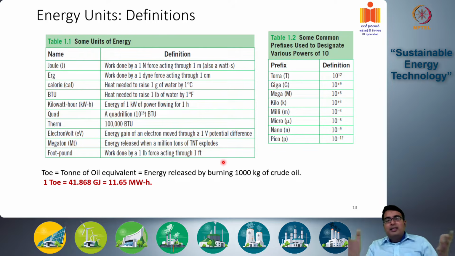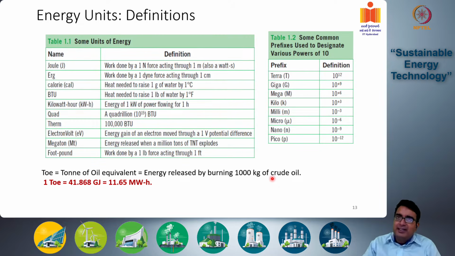Now, when we are discussing oil, a very common unit of energy that has been used for a very long time, and that you will find in a lot of places in the technical literature when it comes to the oil industry, coal industry, etc., is tons of oil equivalent. Capital TOE, ton of oil equivalent. This is the energy released by burning 1000 kgs of crude oil. So the energy that you get by burning 1000 kg of crude oil is defined as 1 ton of oil equivalent, because 1 ton is 1000 kgs.